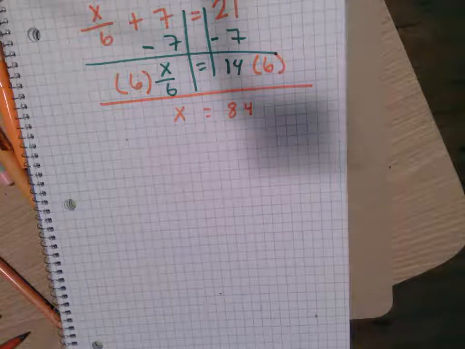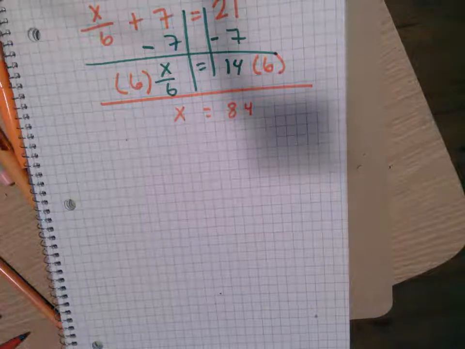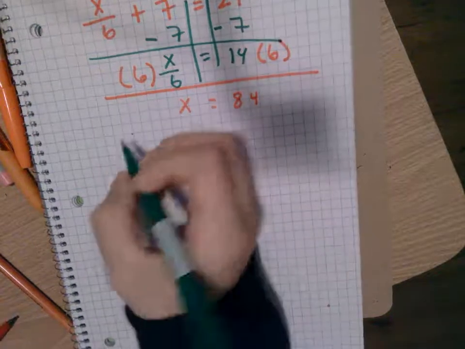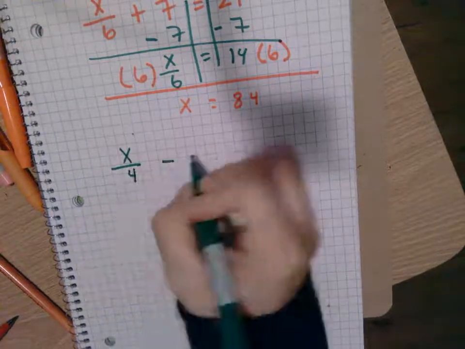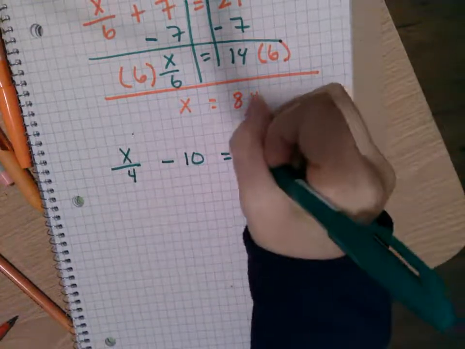Some of you are private messaging me your answers, which is fantastic. They look really good. All right, what if I go x over 4 minus 10 equals 13?